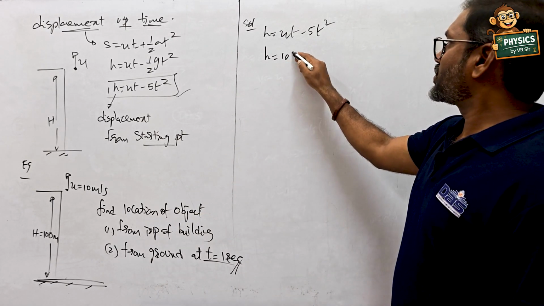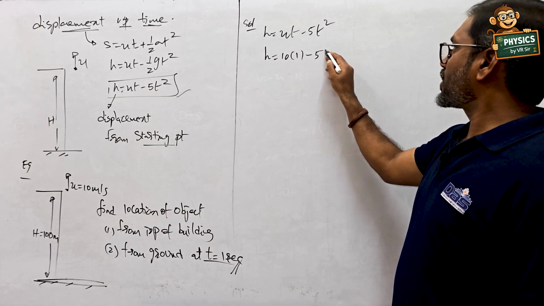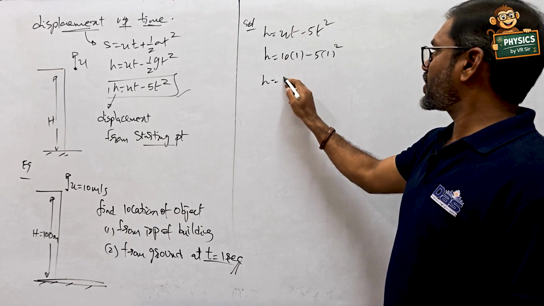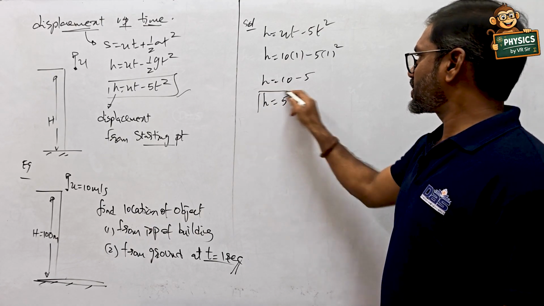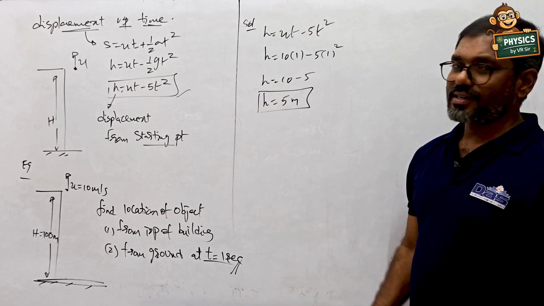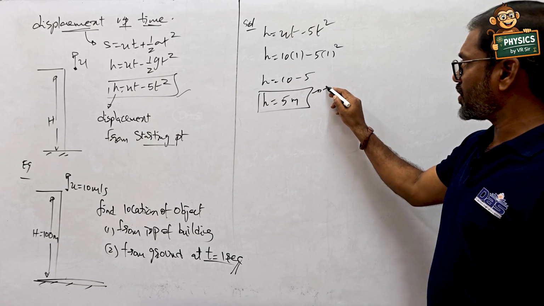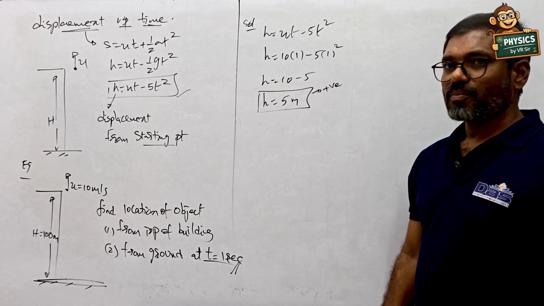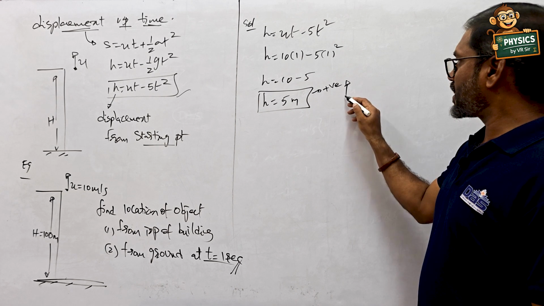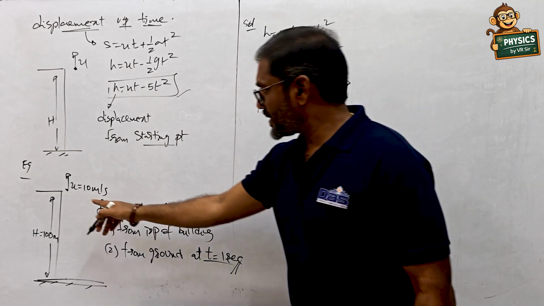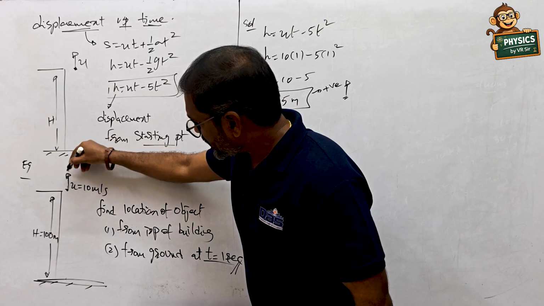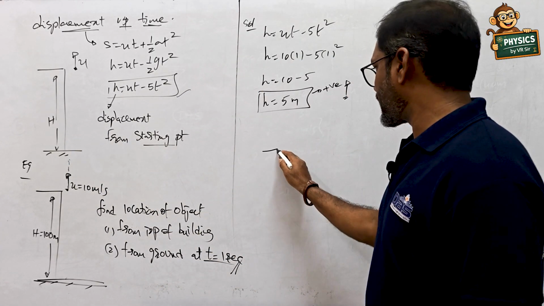So h is equivalent to, what is u value? 10. At what time are they asking? 1 second. Minus 5 into 1 square. So h is equivalent to 10 minus 5, so h is equivalent to 5 meters. So in 1 second, h is equivalent to 5 meters. First, we got this as positive, right? Positive means the displacement is upward. So from the starting point, how much is the displacement?